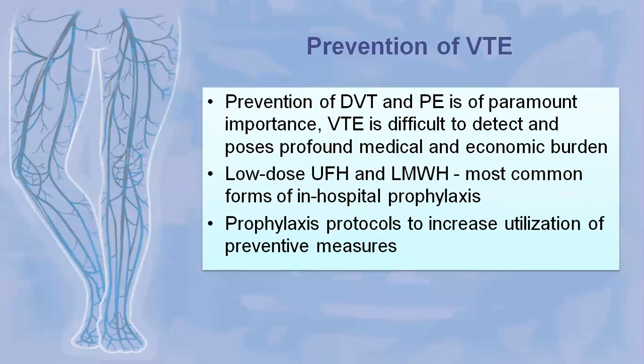So now we discuss prevention. How do we prevent venous thromboembolism? Prevention of DVT and PE is of paramount importance. VTE is difficult to detect and poses profound medical and economic burden. The most common forms of in-hospital prophylaxis are low-dose unfractionated heparin and low molecular weight heparin. Prophylaxis protocols are readily available in healthcare institutions. This is to increase utilization of preventive measures.